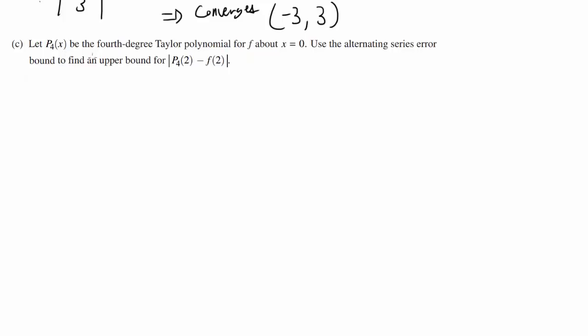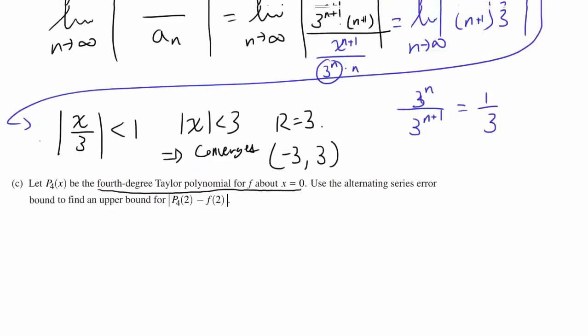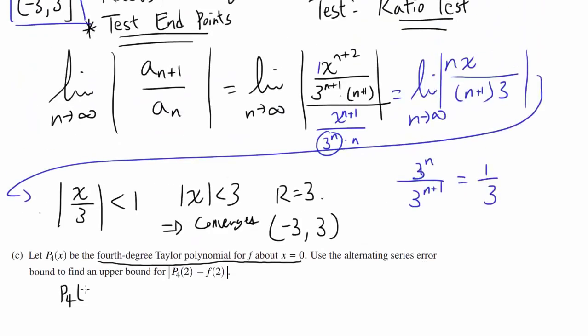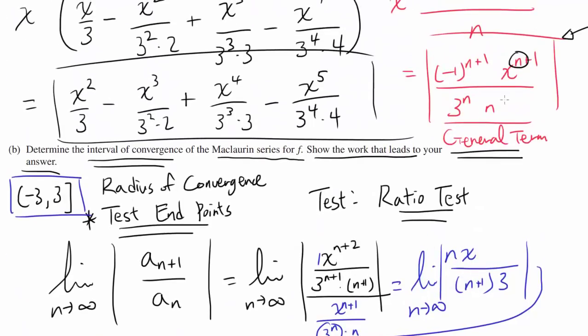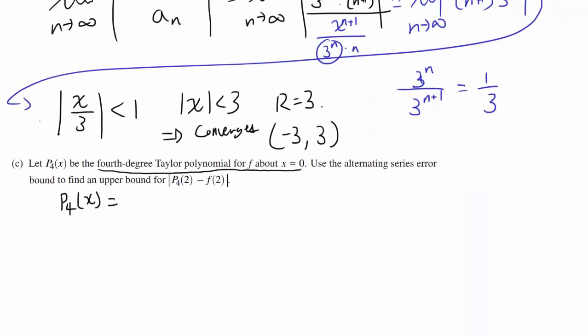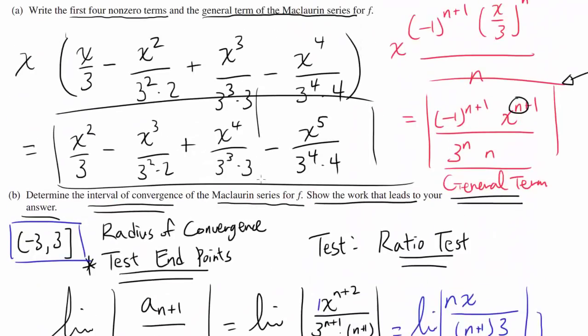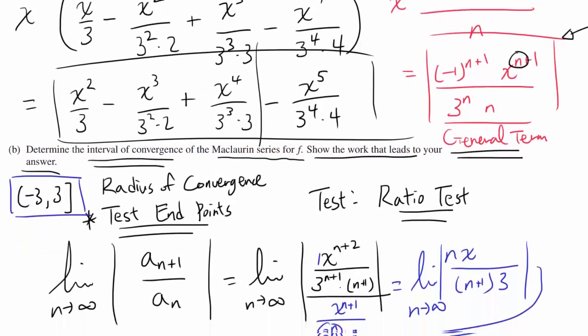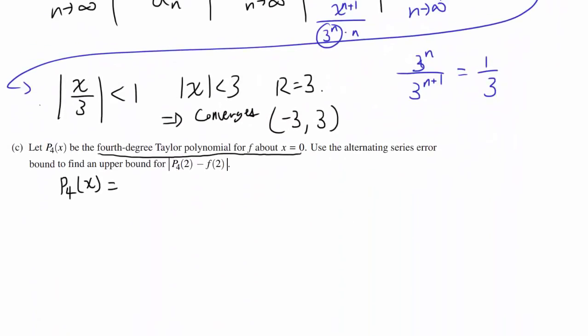Part C. Let P sub 4 of x be the 4th degree Taylor polynomial for f about x equals 0. We actually know what that is because we already wrote down quite a bit of terms. We're looking at P sub 4 of x, so we're going to go all the way to the power x to the 4th. So this part is P sub 4.